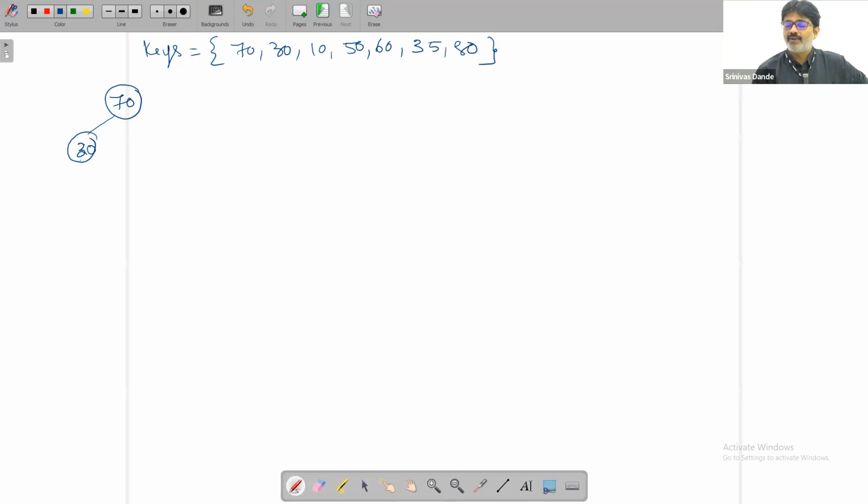Next insert 10. 10 is causing a problem, right? Insert 10 is causing a problem. Which problem, which rotation do you need now? Tell me. This is step 1. Step 1, I am inserting. First 70 inserted, 30 inserted, no problem, 10 inserted. My 10 is causing the problem. So which rotation is required? Tell me.